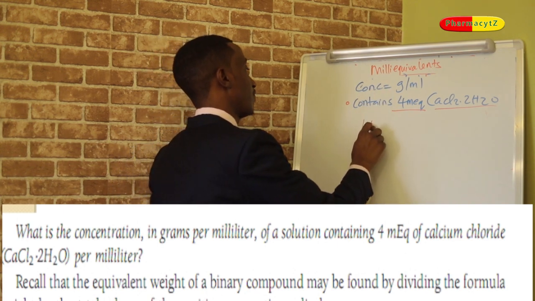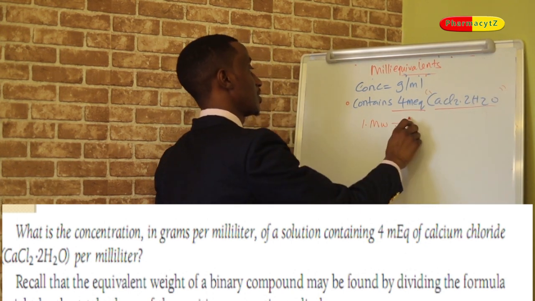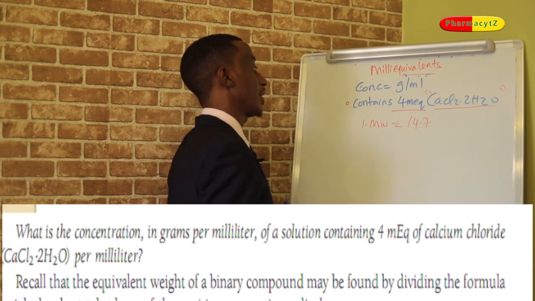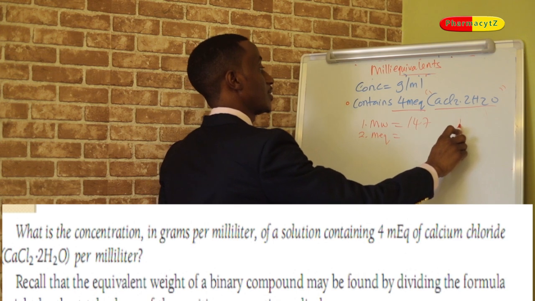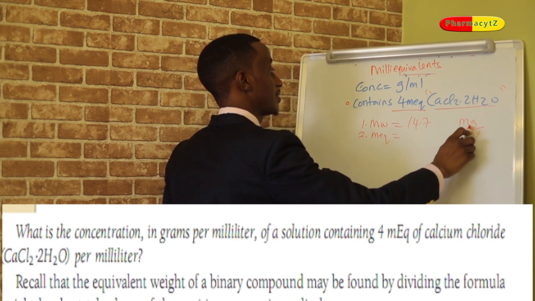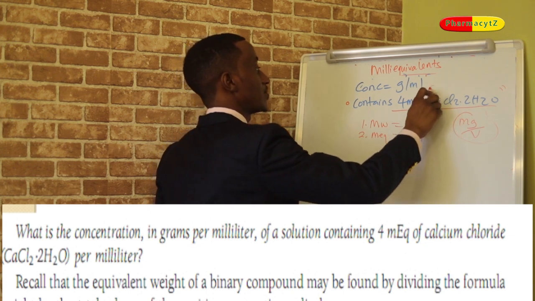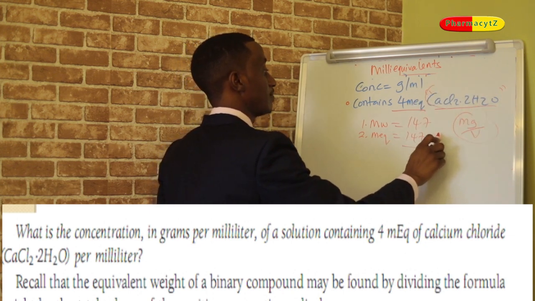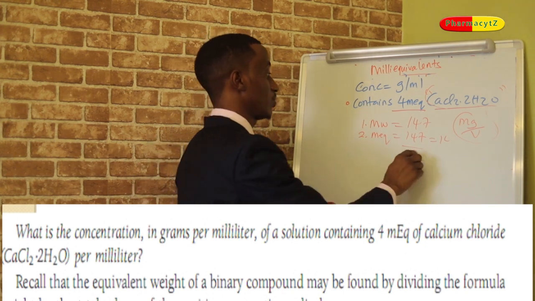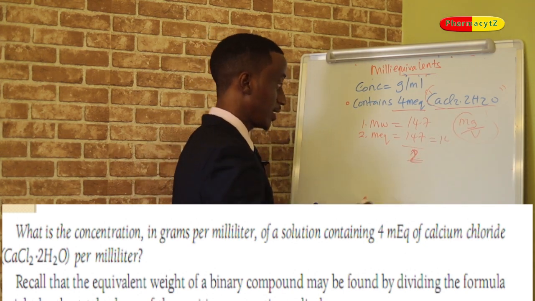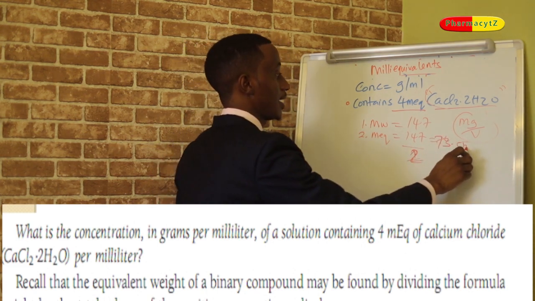First step, remember, find the molecular weight. So the molecular weight of the stated compound, this is 147 calcium chloride. Then find the equivalent weight, meaning the milliequivalents, meaning you need to have milligrams divided by valence of a specific compound. So milligrams are 147. The valence is 2 of calcium chloride. So when you divide, you get 73.5.